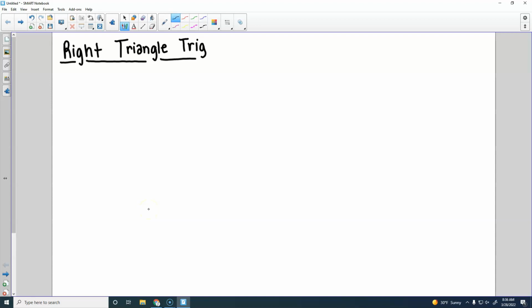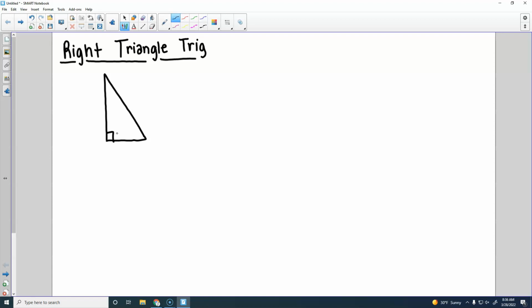Right, so right triangle trig, of course, only applies when you have a right triangle. When we get the law of sines and cosines tomorrow, you can use that on any triangle. It doesn't have to be a right triangle, but what we're looking at today has to be with a right triangle.